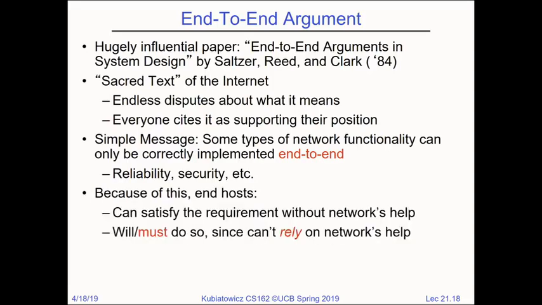Because of this simple message, end hosts can basically satisfy all the requirements without having anything in the network that's doing anything special. Not any reliability, security, etc. All of that can be done by the end hosts. And so the end hosts will, or maybe we'll say must, do so since they can't rely on the network's help. The fundamental premise of IP is that it's an unreliable protocol. Things can get corrupted. You're not even guaranteed a throughput of the network, and therefore you have to verify everything at the end host level.